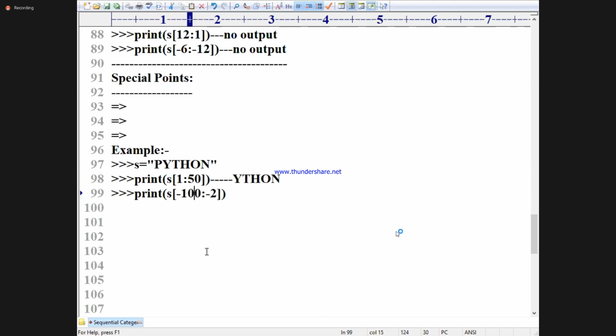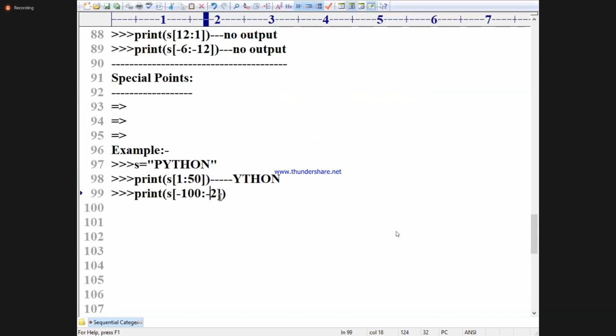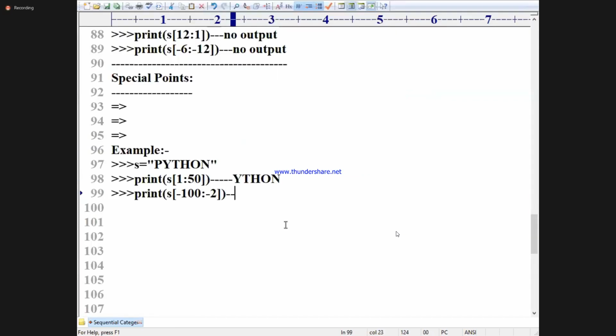One minute, I missed it. S contains -100? No. -99. So it goes on coming and starts from where it can take. It goes from -6 to -2, -1. What is the answer that is coming? PYTH. The answer is PYTH. Let me check it out.